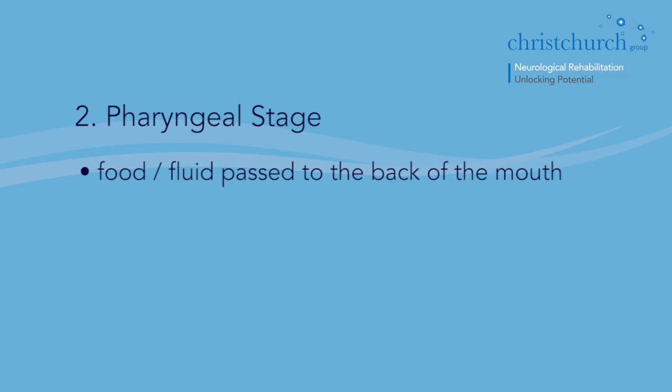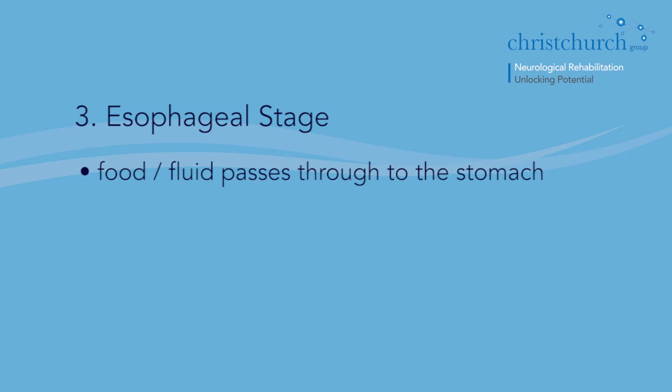The second stage, or the pharyngeal phase, is where the food and fluid are pushed to the back of the mouth using the tongue. The voice box closes off and breathing stops briefly to allow the food and fluid to pass into the top of the esophagus. The third stage, or the esophageal stage, is where the food and fluid enters the top of the esophagus and passes through the tube into the stomach.